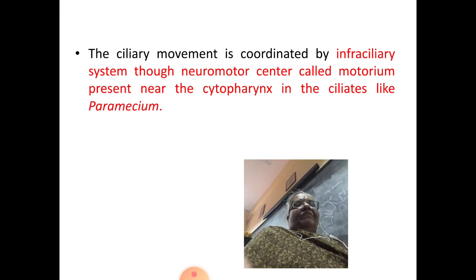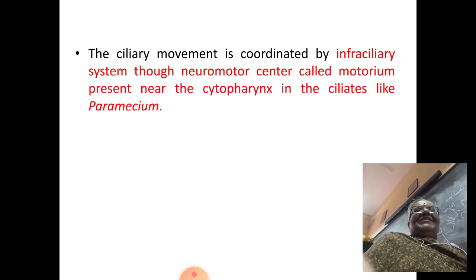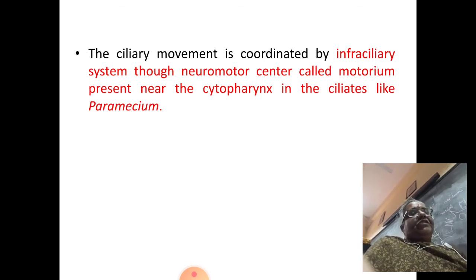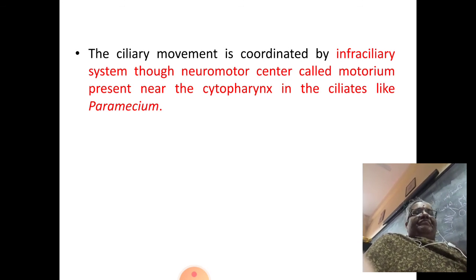Then, how is this ciliary movement coordinated? In flagella, the movement is coordinated by muscle-like structures at the blepharoplast or basal granule, and in cilia, ciliary movement is coordinated by the infraciliary system through neuromotor center called motorium present near the cytopharynx in the ciliates like paramecium.